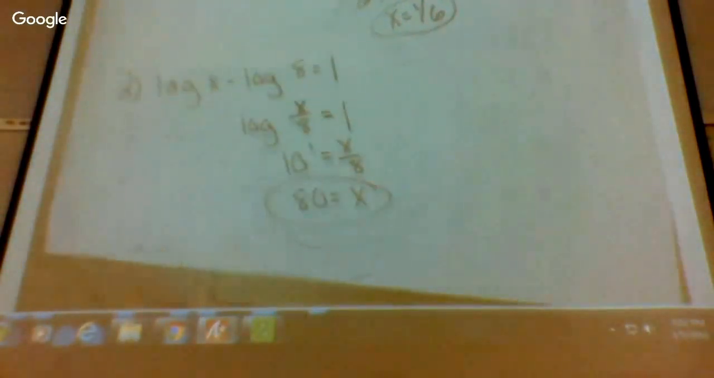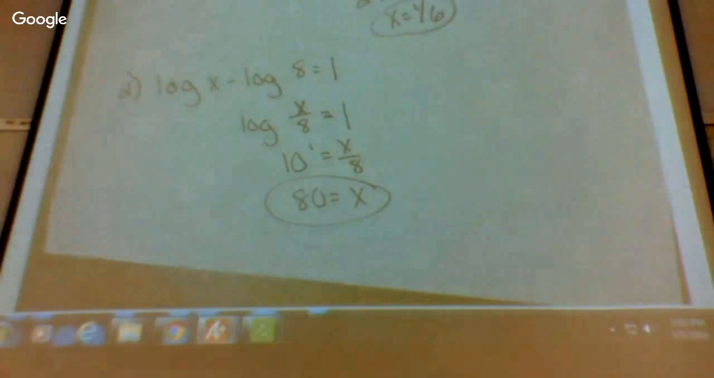You should have looked at it and said, hey, there's a minus, so that's division. So log of x over 8 equals 1. Then after you switch it into condensed form, you say, okay, let's put it in exponential form. Well, I don't have a number there for the base, so it just seems to be a 10. So it's 10 to the power of 1 equals x over 8. And then I say, okay, I need to get rid of my 8, so I multiply both sides and I get x equals 80.